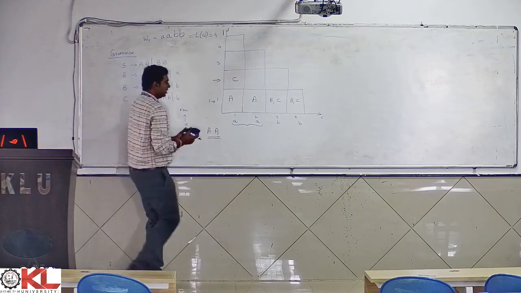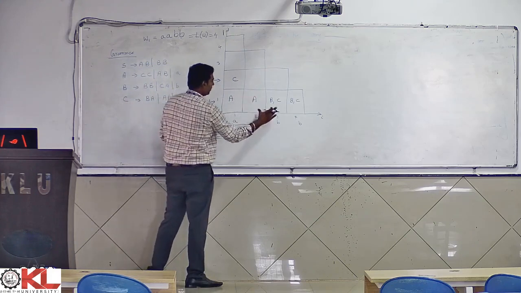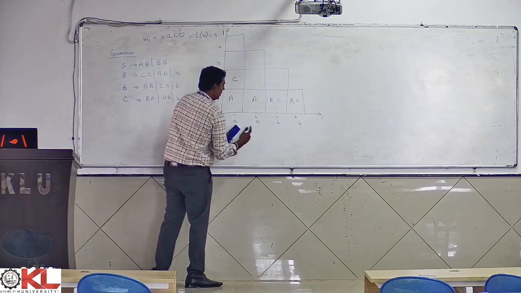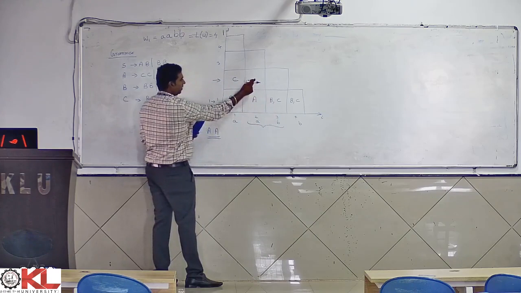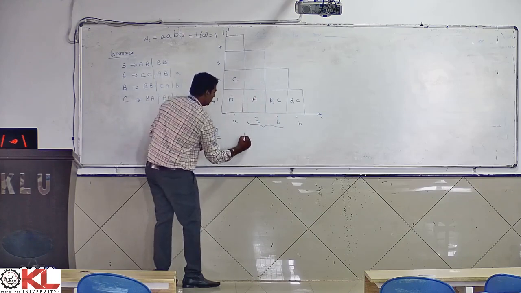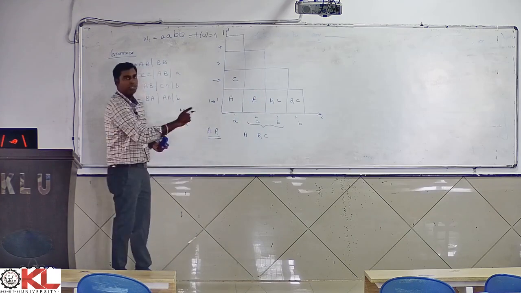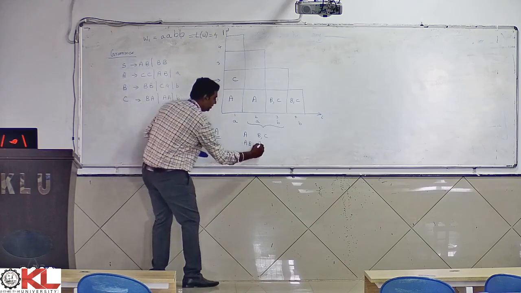Next, for this cell, it will map from these two. When you map these two cells, it will give here. What is the word? A and B comma C. Now I am combining these two. So one is AB, next one is AC.